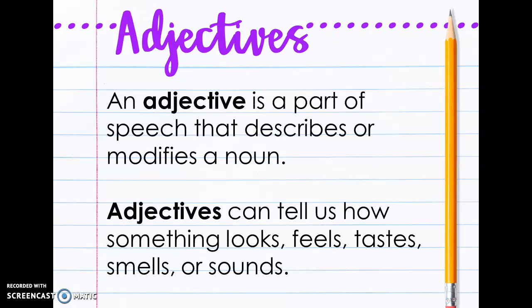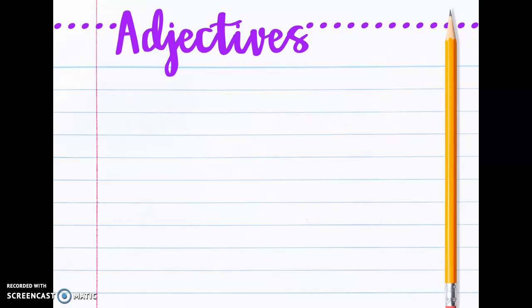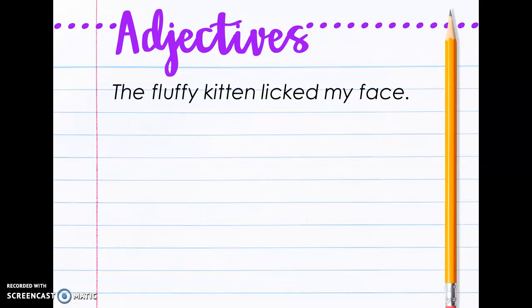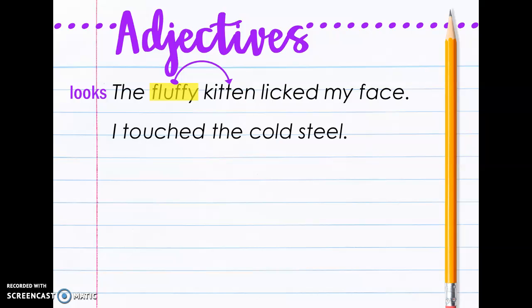Now let's talk about adjectives. An adjective is a part of speech that describes or modifies a noun. Adjectives can tell us how something looks, feels, tastes, smells, or sounds. The fluffy kitten licked my face. The kitten is fluffy. It's describing the kitten. So our adjective is fluffy. That is showing us how the kitten looks.